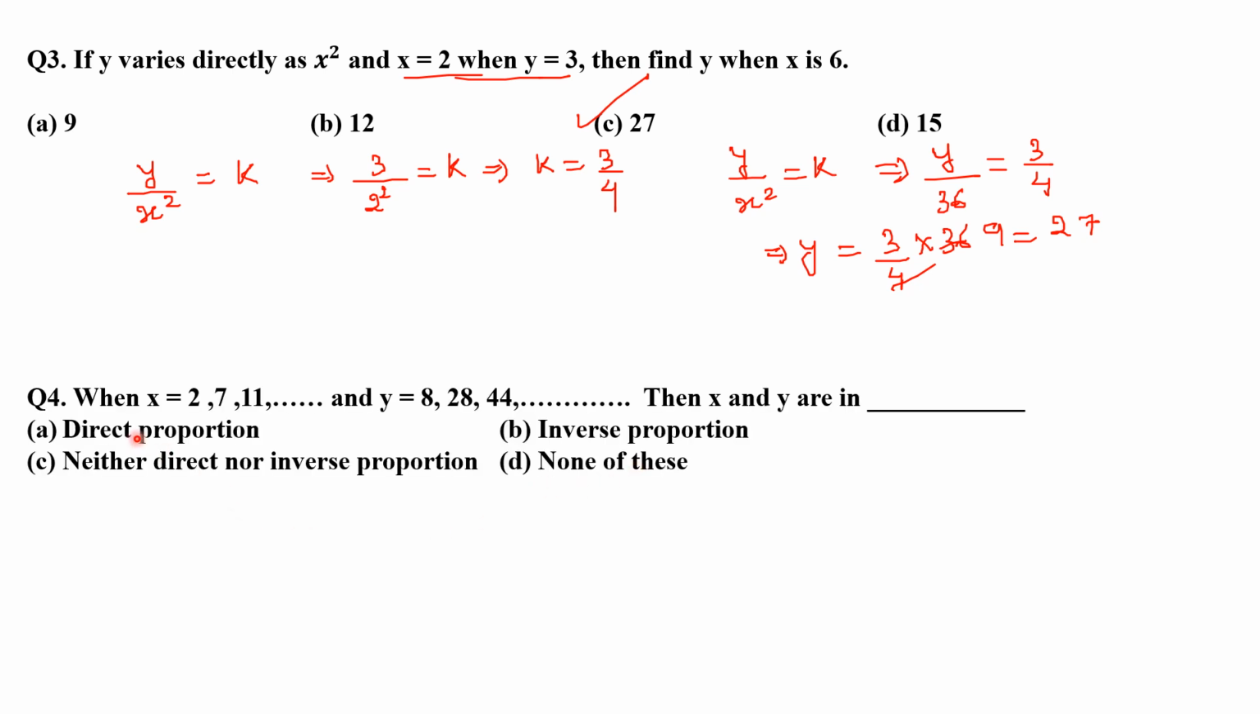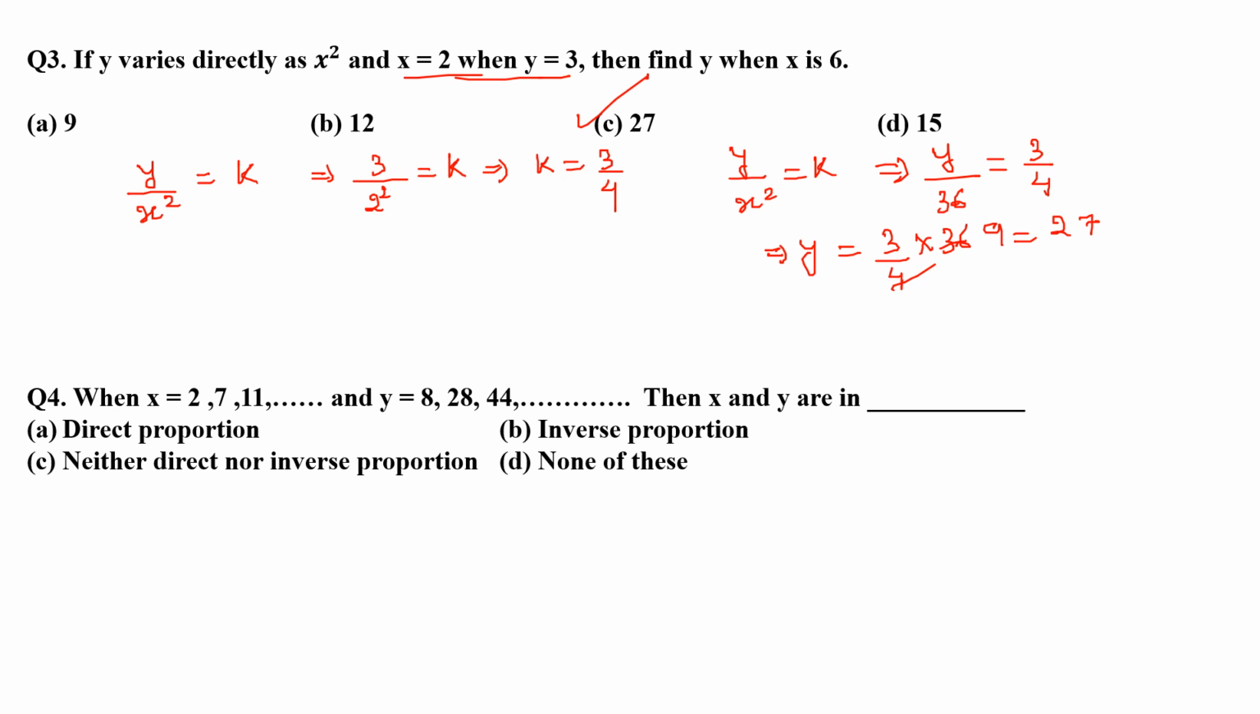In question number 4, when x equals 2, 7, 11 and so on, and y equals 8, 28, 44 and so on, then x and y are in direct proportion, inverse proportion, neither direct nor inverse, or none of these. So let's first check for direct proportion. Now if you see here, in direct proportion, what happens? The ratio of x and y should be constant.